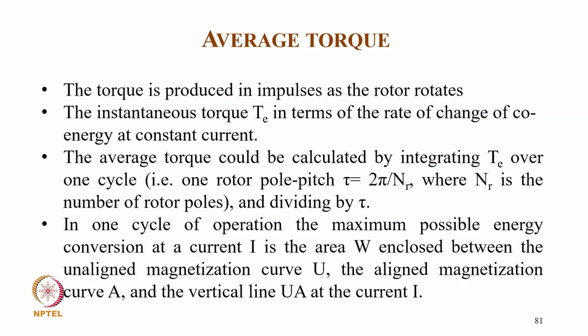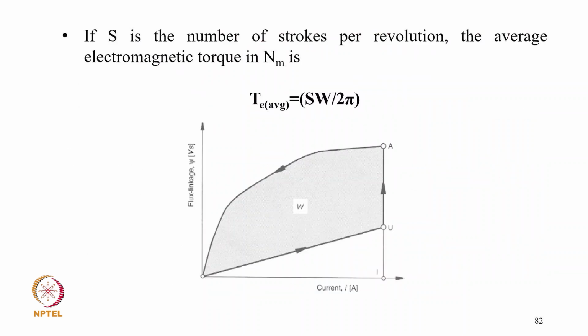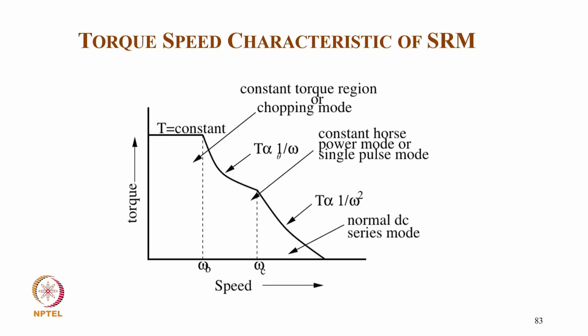So in one cycle of operation, the maximum possible energy conversion at a current I is the area W enclosed between the unaligned magnetization curve U, the aligned magnetization curve A, and the vertical line UA at the current I. If S is the number of strokes per revolution, the electromagnetic torque in Nm is equal to T average, S W upon 2 pi. As you can see, what is S W? Typically it is the stroke energy, the number of strokes multiplied by this stored energy W.